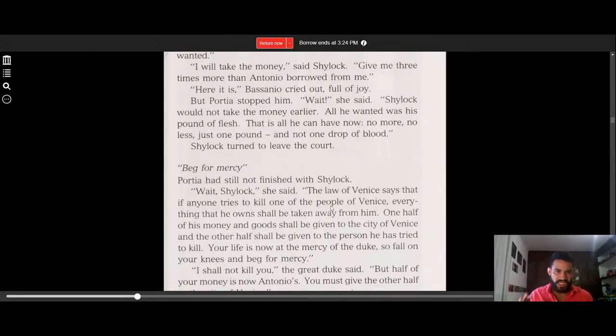"I will take the money," said Shylock. "Give me three times more than Antonio borrowed from me." "Here it is," Bassanio cried out, full of joy. But Portia stopped him. "Wait," she said. "Shylock wouldn't take the money earlier. All he wanted was his pound of flesh. That is all he can have now. No more, no less. Just one pound. And not one drop of blood." Shylock turned to leave the court.